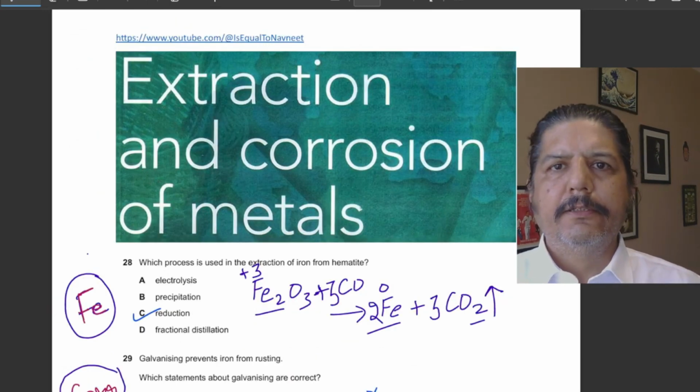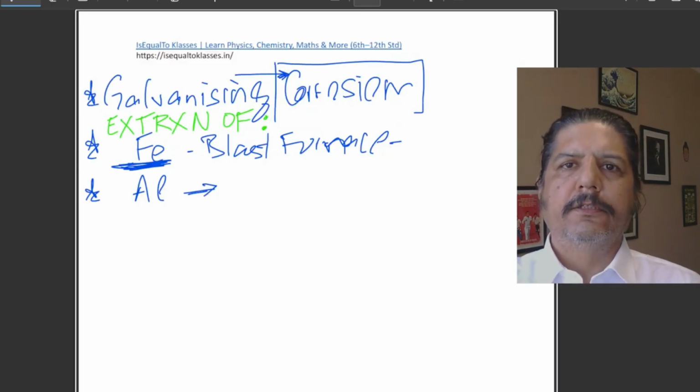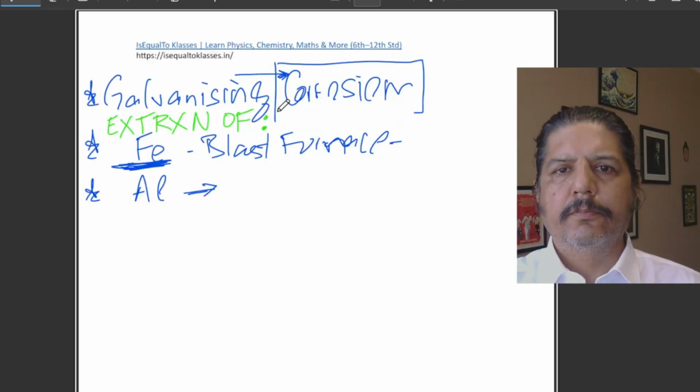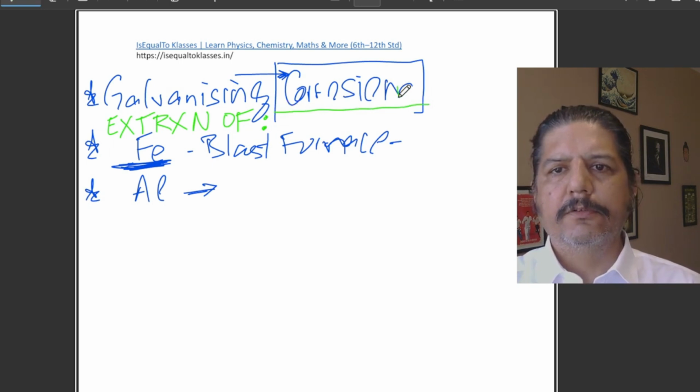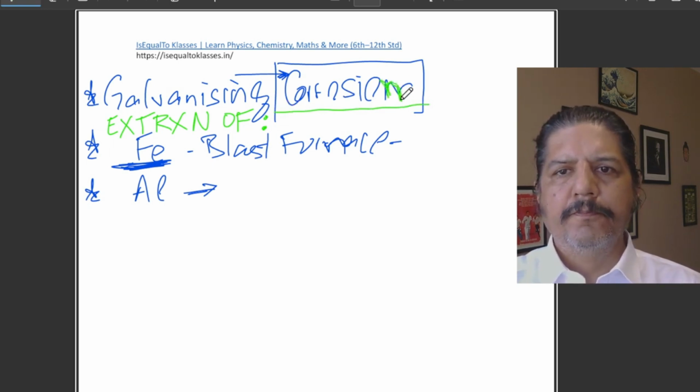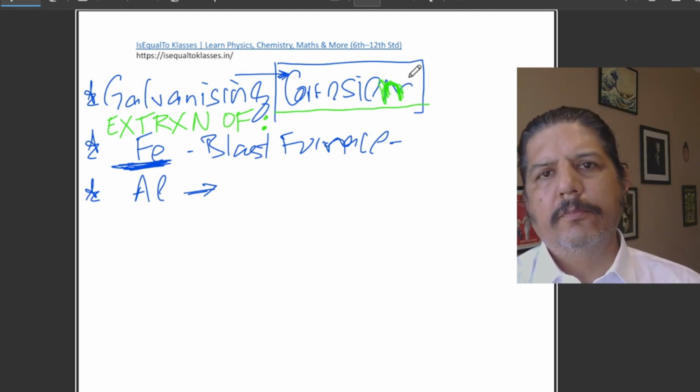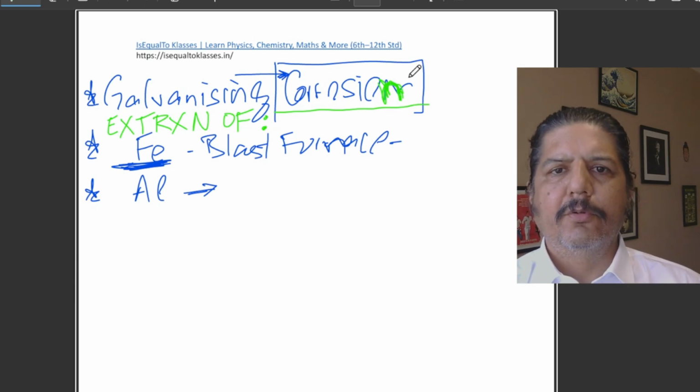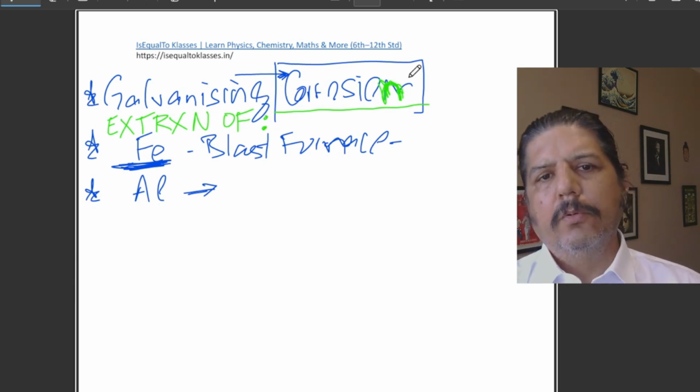See, I have divided this into three parts, and that is what I'll suggest that you can take. The first part, which is the easiest part, is the corrosion part. The important question is about galvanizing. This is the easiest part, very easy to understand. Now, the second part and the third part are extraction of iron and aluminium.